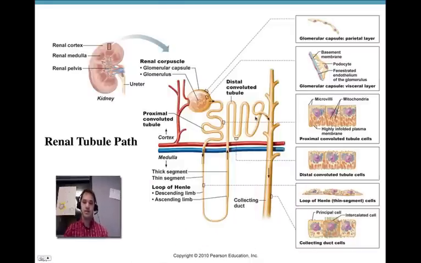So you can see some of the different cell types here. In the parietal layer, we've got simple squamous, we've got these podocytes in the visceral layer of the glomerular capsule. In the proximal convoluted tubule, we've got these columnar cells with microvilli, and in the distal convoluted tubule, we've got columnar cells there as well. And in the loop of Henle here, especially in the thin segment, we've got more squamous type cells.